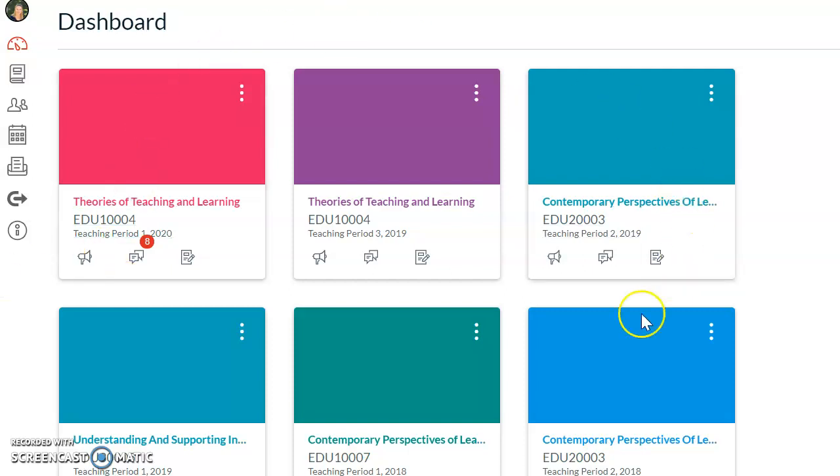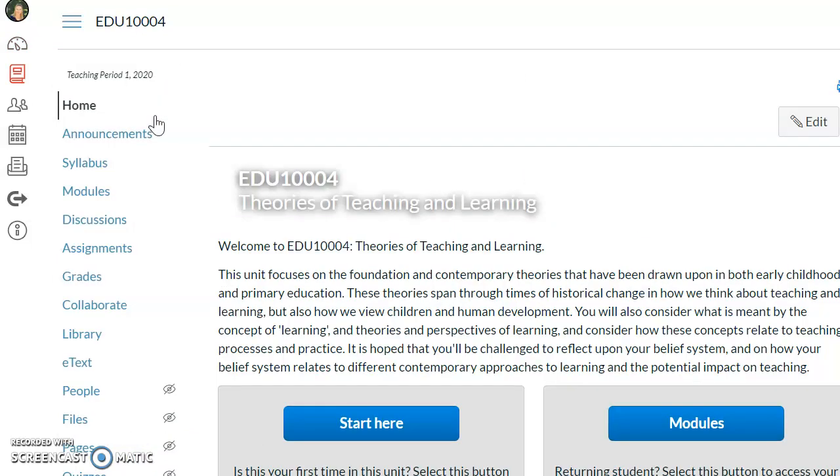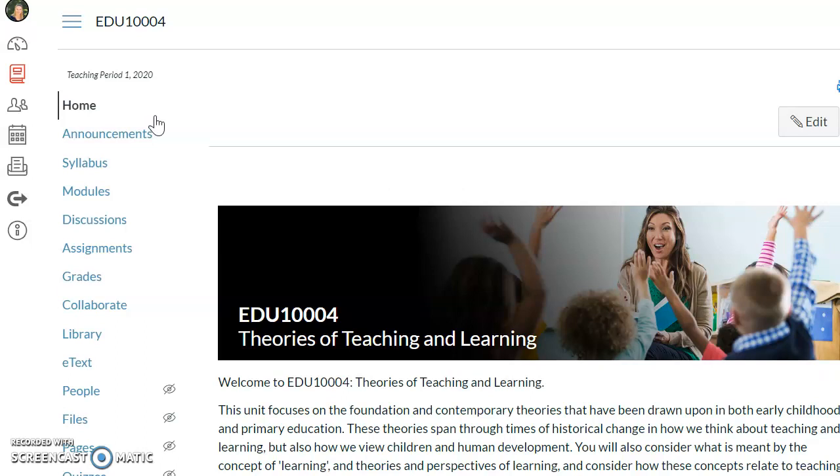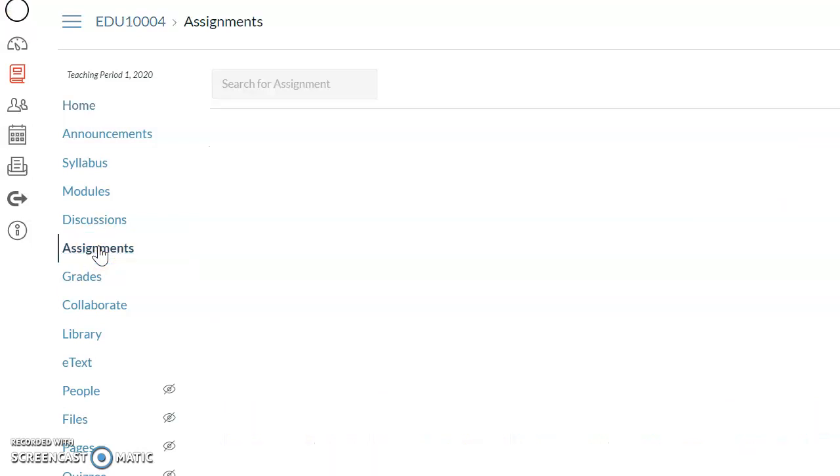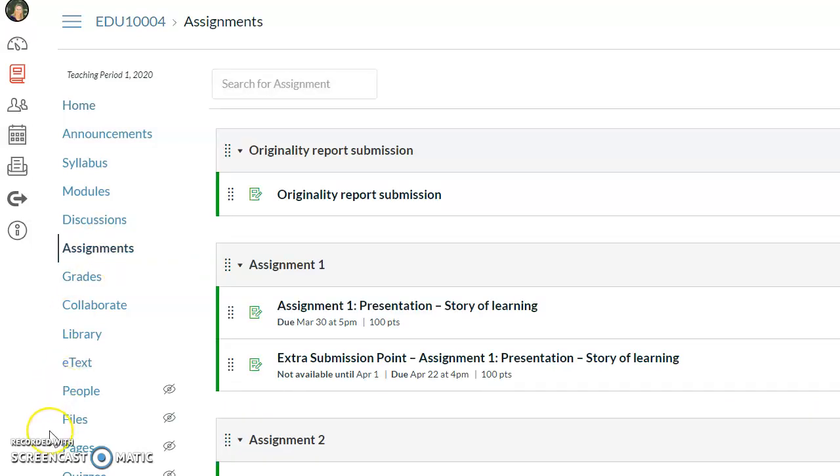So you have a dashboard that will look a little bit like this, and I'm going to pop straight into our unit here. So you should already be familiar with this. We've got our modules and our discussions that you'll be starting to work through with our learning materials and weekly readings. And I'm going to head straight down to assignments here, so we can find the information that we need.